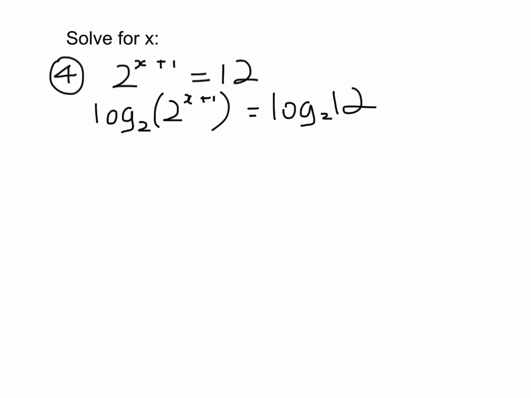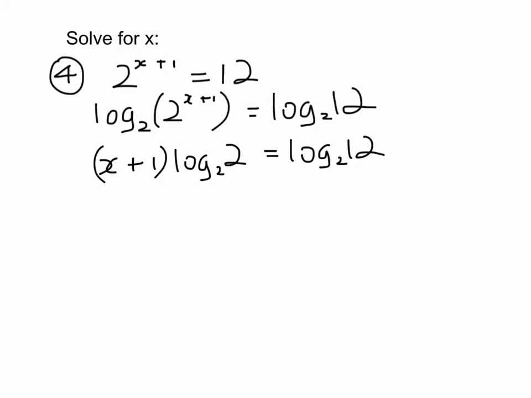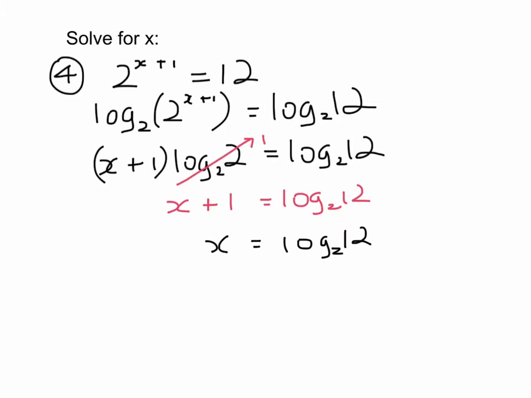of 12. Now this is where you use the trick where you can bring down this power into the front. So you've got x plus 1 times log 2 of 2 equals log 2 of 12. And hopefully you remember that this is just 1, because log of the same base is 1. So you're left with x plus 1 equals log 2 of 12, which means x equals log 2 of 12, take away 1. And if you want to be super careful, put brackets around all your logs, like that.